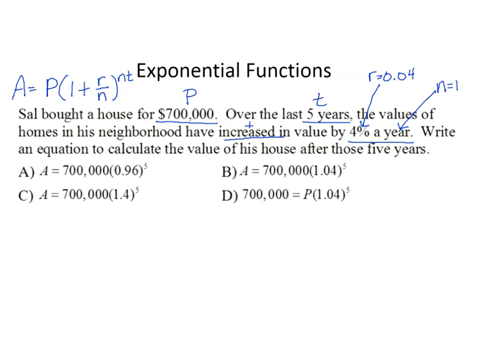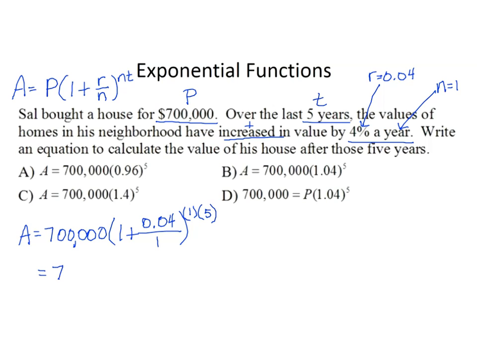Write an equation to calculate the value of his house after those 5 years. So now let's just plug everything into our equation. A equals P, right? I'm following this equation up here. So the first thing I need is P. I'm going to put a P right in here, and our P is 700,000. Okay, and then I have 1 plus R over N, raised to the N times T.